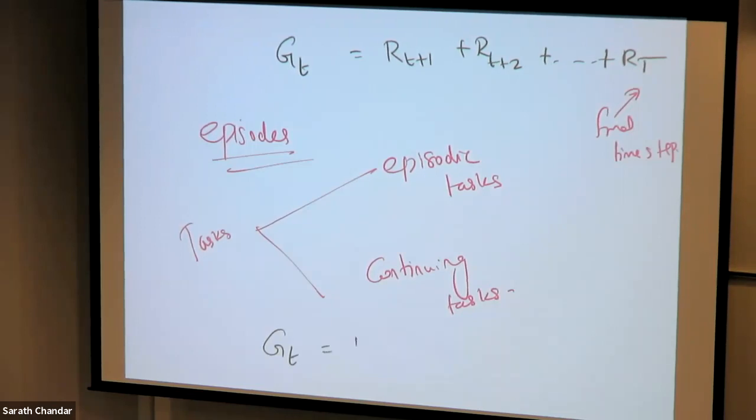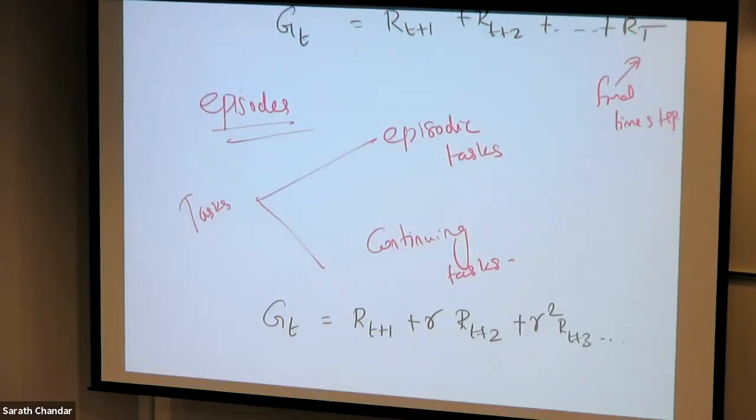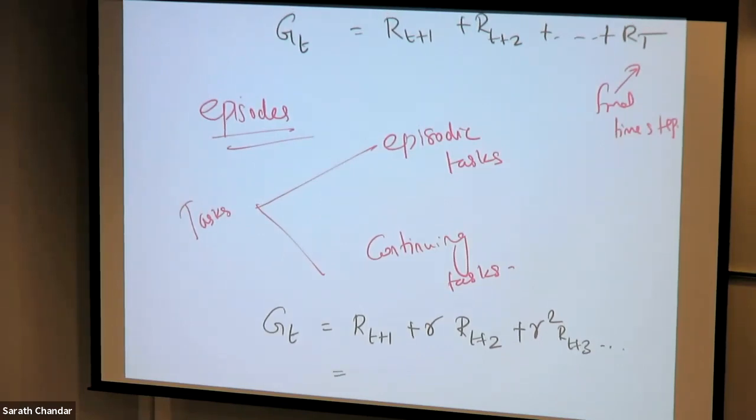GT is equal to RT plus 1, plus gamma times RT plus 2, plus gamma square times RT plus 3, and so on. Or in other words, summation over k equal to 0 to infinity of gamma power k. I had this problem even when I was writing my notes, my gammas and r's look very similar. So I'm just going to call these gammas. So gamma power k times RT plus k plus 1.